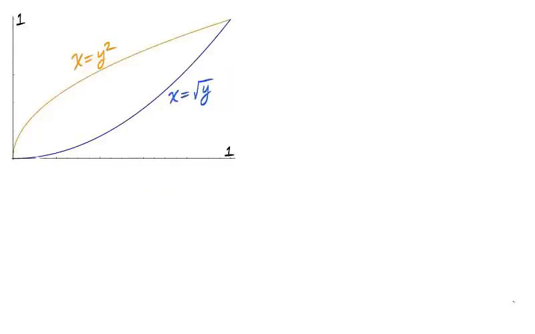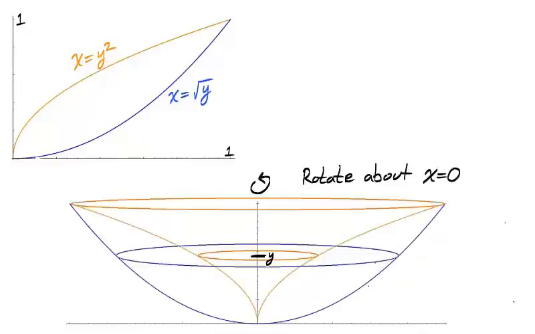Take, for example, the region defined by the curves x equals y squared and x equals the square root of y. If we rotate this region about the line x equals 0, the y-axis, then we obtain the solid of revolution. Slicing perpendicular to x equals 0, that is, we choose a y value between 0 and 1, we obtain washer slices whose outside circle is blue, bounded by the curve x equals the square root of y, and the inside circle is orange, bounded by the curve x equals y squared.